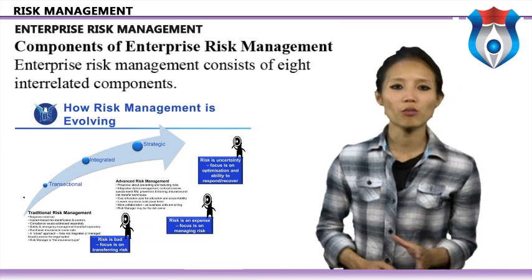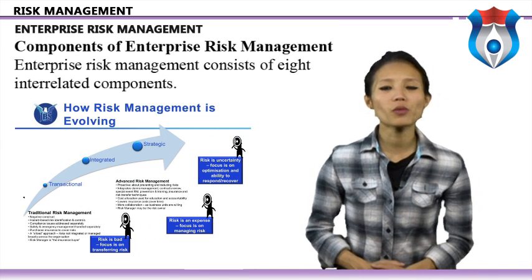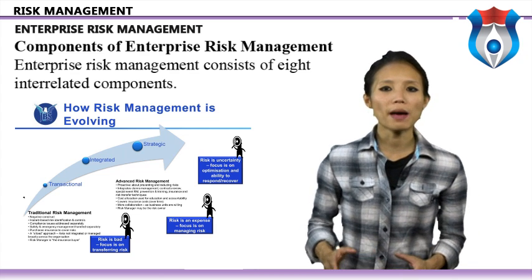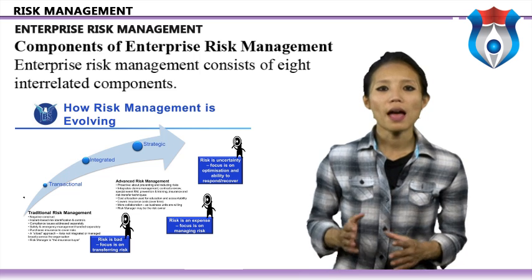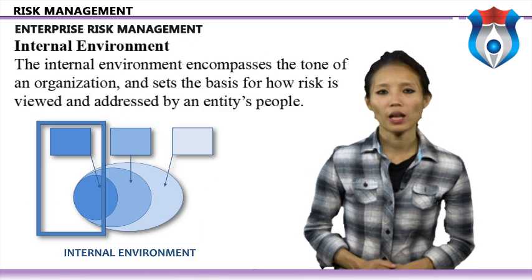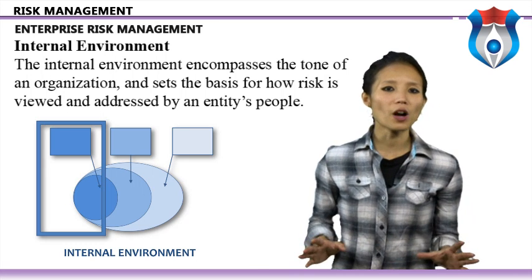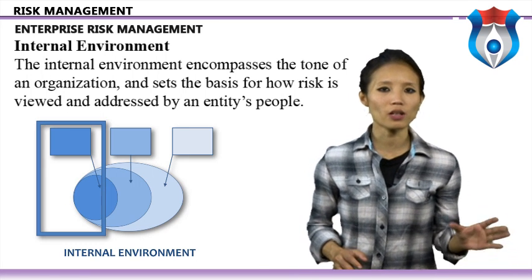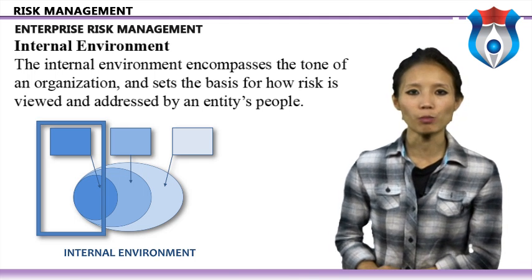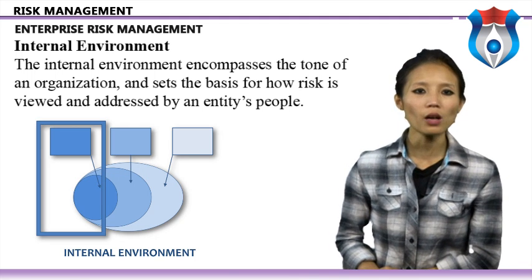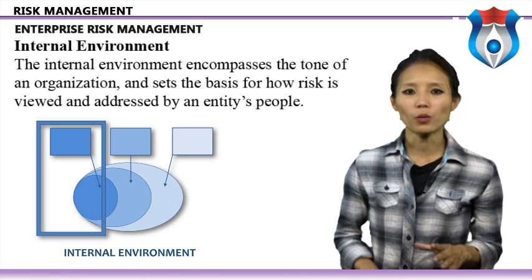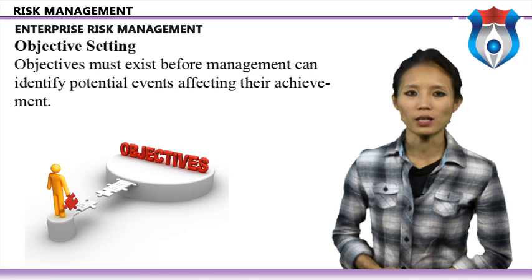Components of enterprise risk management. Enterprise risk management consists of eight interrelated components. These are derived from the way management runs an enterprise and are integrated with the management process. Internal environment. The internal environment encompasses the tone of an organization and sets the basis for how risk is viewed and addressed by an entity's people, including risk management philosophy and risk appetite, integrity and ethical values, and the environment in which they operate. Objective setting.